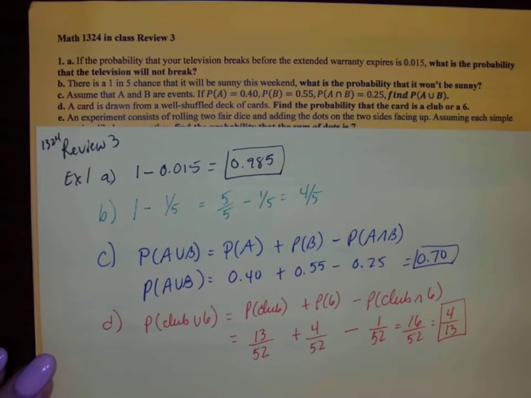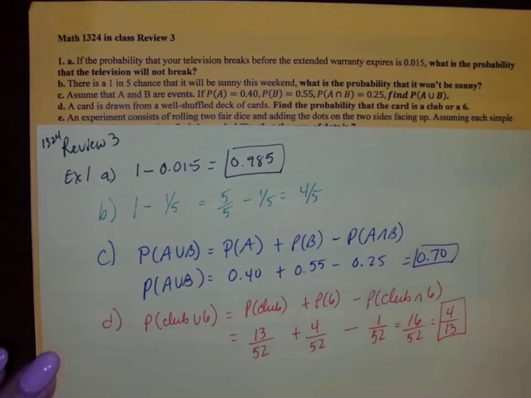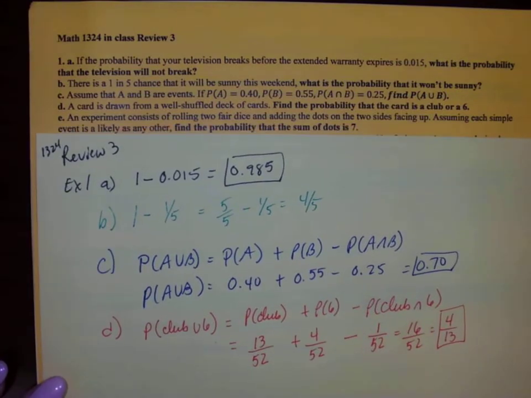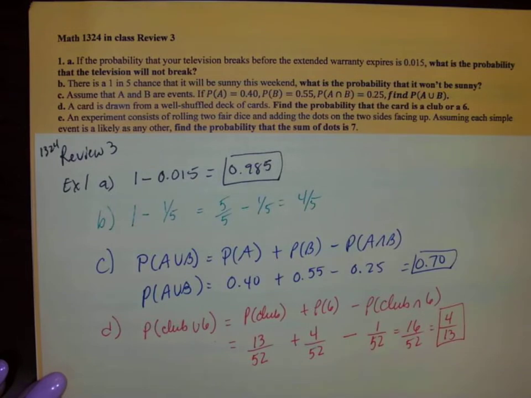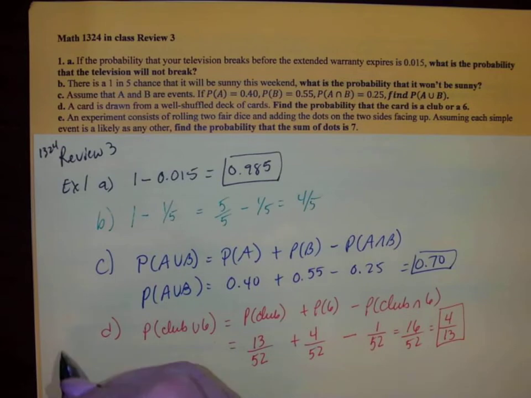All right, our next example says that an experiment consists of rolling 2 fair dice and adding the dots on the 2 sides that face up. Assuming each simple event is as likely as any other, find the probability that the sum of dots is 7. So when they talk about just rolling 2 dice and they don't specify anything, then they are talking about the fact, sorry, I was thinking we're on example 2. We are not. We are on E.